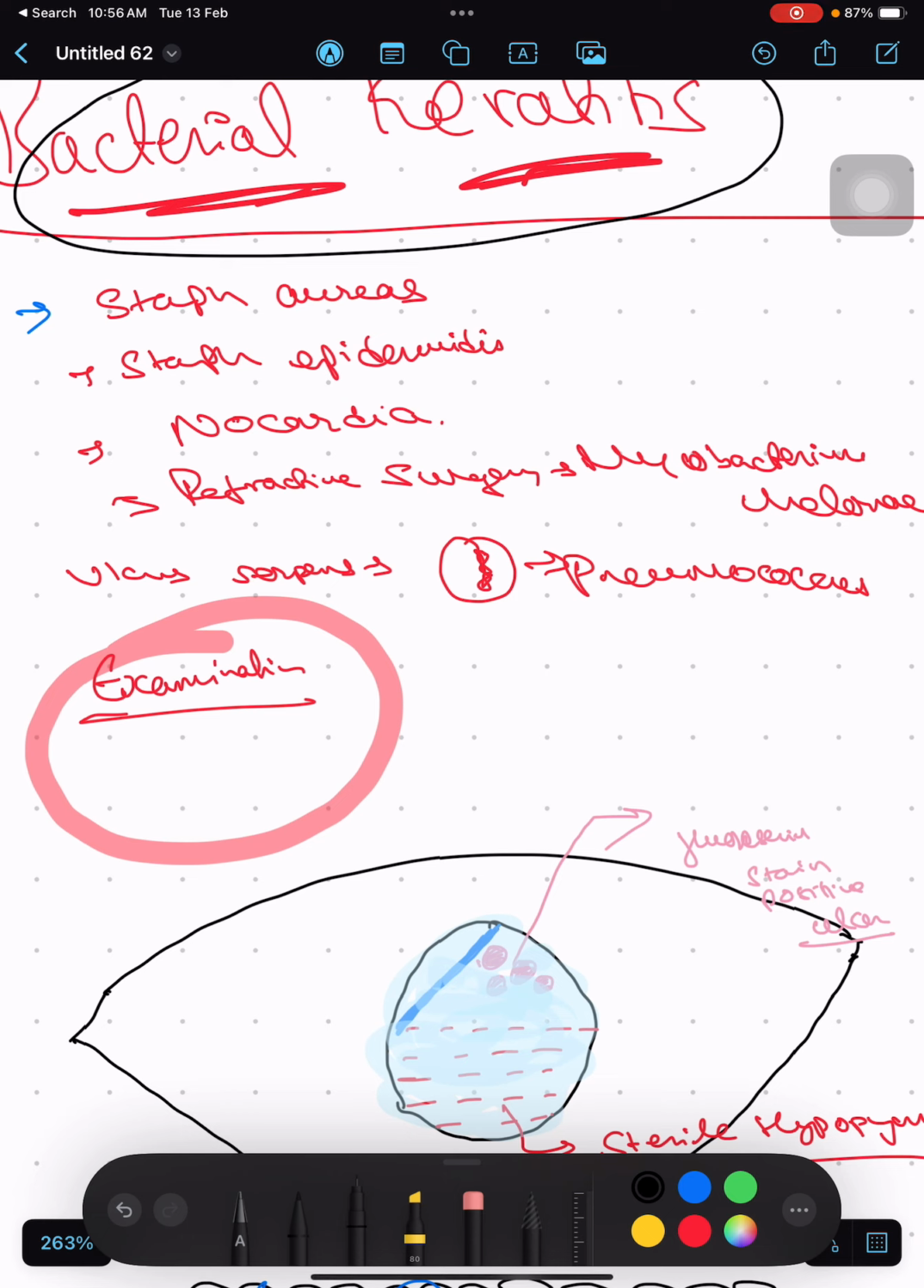Let me just give a recap. The most common cause is Staph aureus. The most common cause in India is Staph epidermidis. Resembling fungal infection is Nocardia, and after refractive surgeries, the most common cause of bacterial keratitis is Mycobacterium chelonae, and the one which causes serpentine-like ulcers is basically the pneumococcus.